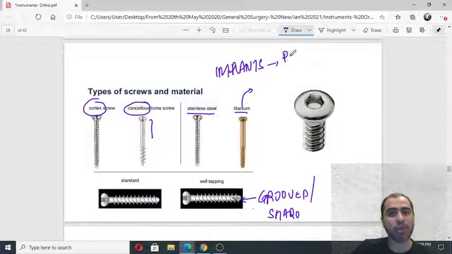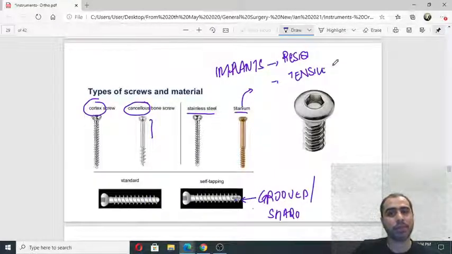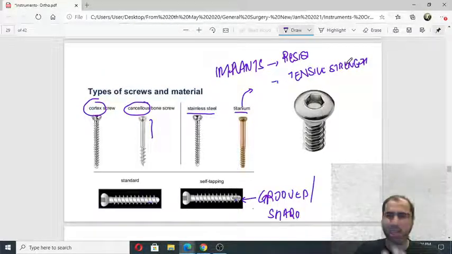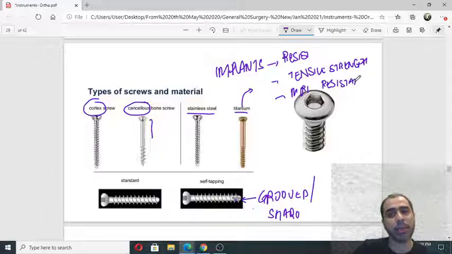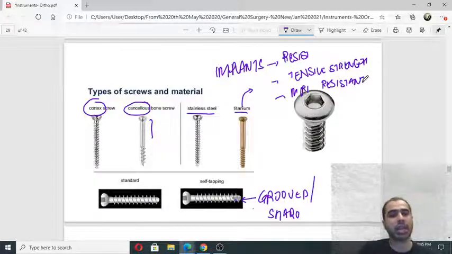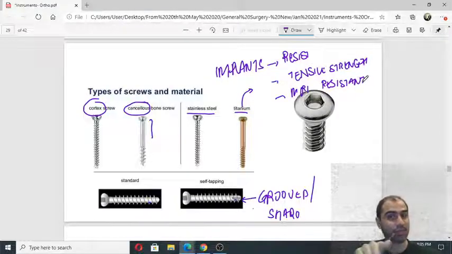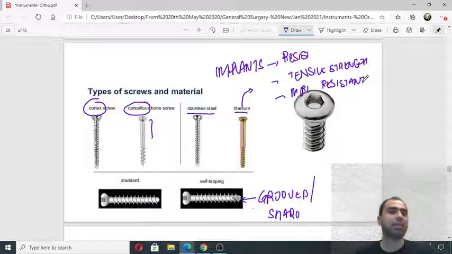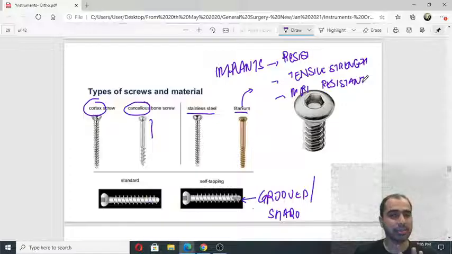They are more resistant to corrosion. They have better tensile strength. They don't get eroded, they don't come out, and they are lighter. They are also MRI compatible, which means if I have titanium implants, I can undergo MRI. If I have stainless steel, it's a problem. One of the contraindications for MRI is stainless steel implants. Titanium implants are not magnetic, so they are resistant.